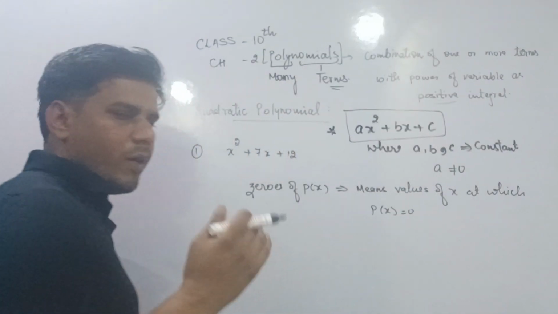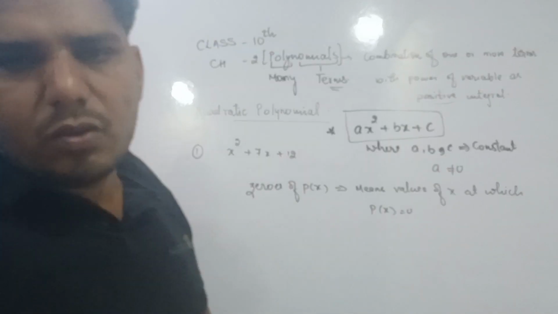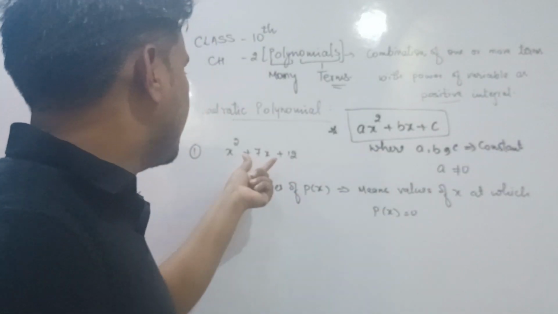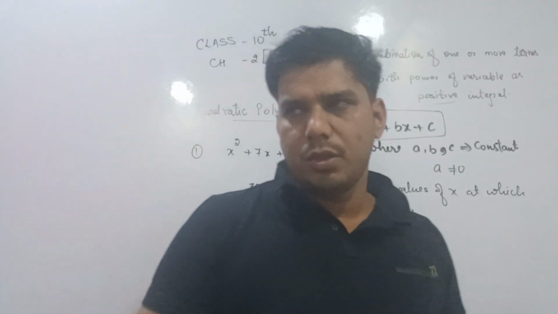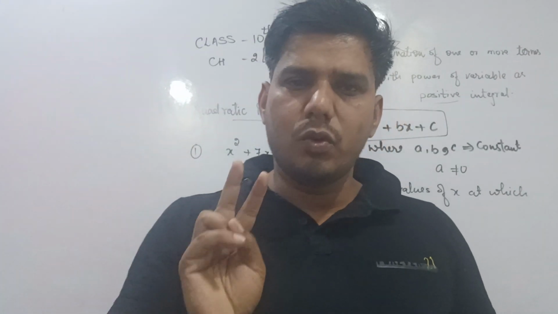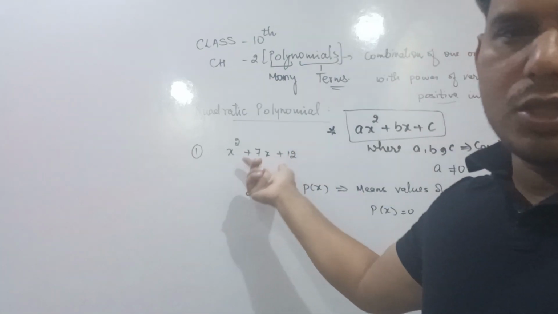Means x की वो वाली वैल्यू जहां पर हमारे पास p(x) का वैल्यू 0 बन जाएगा उसको हम zeros of polynomial बोलते हैं. तो ऐसे हमारे पास अगर quadratic polynomial है, so we will have two zeros. Means here we have two values of x in the real set where this will become 0.